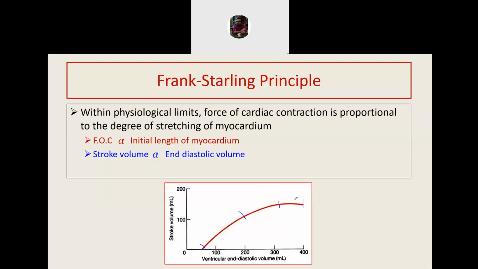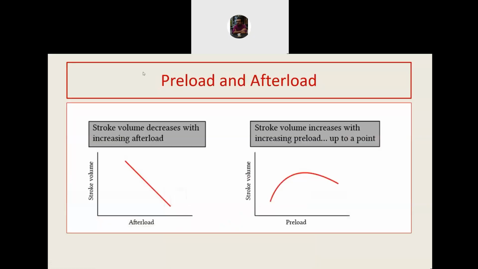So within the physiological limit, although it's not exactly a straight line, it is almost a straight line, also satisfying this equation that stroke volume is proportional to end diastolic volume. That is y is proportional to x, giving you a straight line obeying the formula y equal to mx. So this is the Frank-Starling's principle. In a similar way, we can also prove that the cardiac output or stroke volume is inversely related to the afterload. So if we graphically present these two, you see, as afterload increases, the stroke volume decreases. And as preload increases, the stroke volume up to a certain limit increases and then decreases. So within physiological limit, afterload decreases the cardiac output and preload increases the cardiac output.